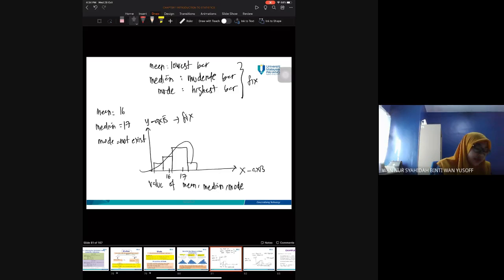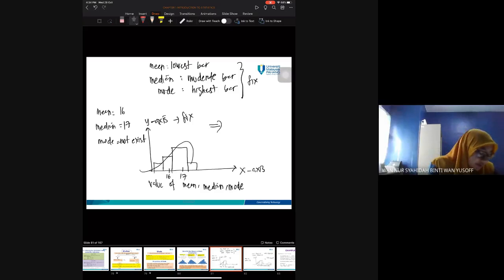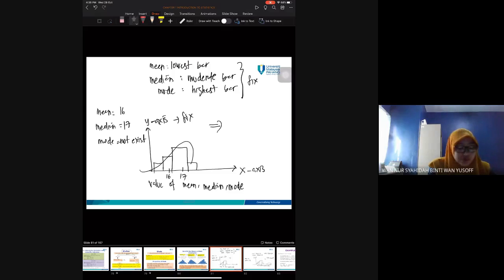And then what shape do we have here? Skewed to the right? Skewed to the left. Negatively skewed, or left skewed.